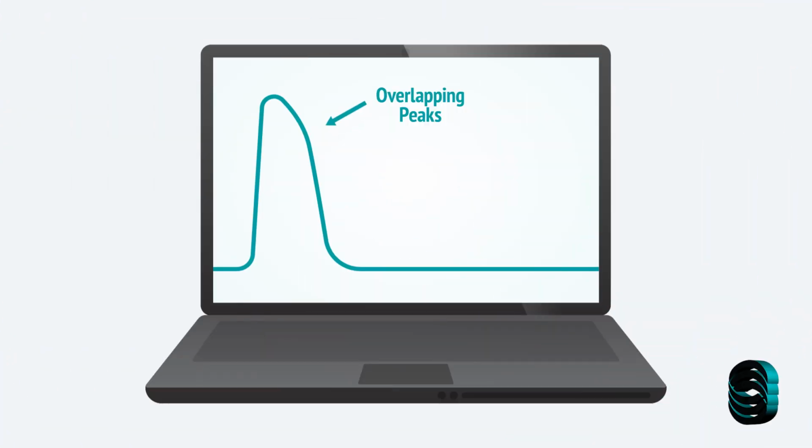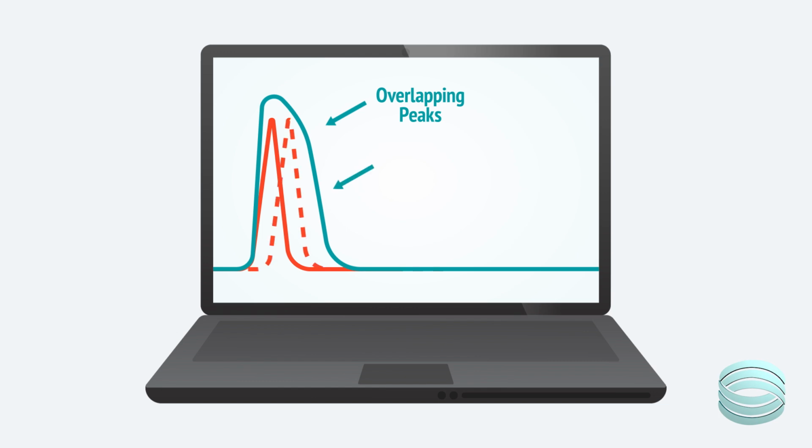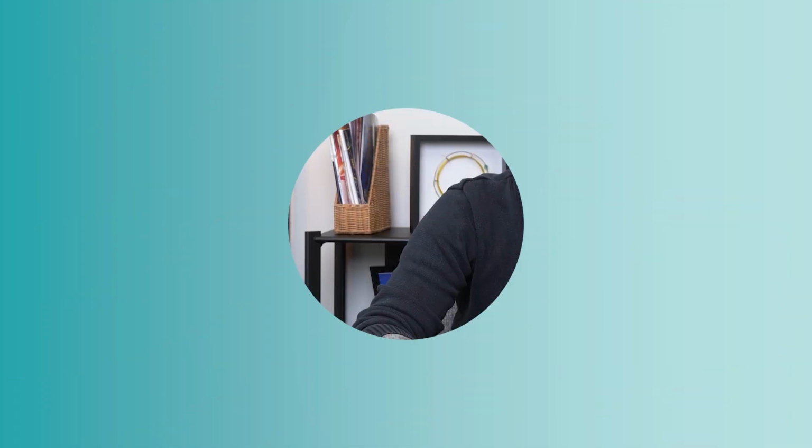Then there's the issue of closely eluting compounds. GC and LC-MS-MS can struggle with overlapping peaks, which can create a false negative. This is where the Thermal Energy Analyser, or TEA, offers a different approach.